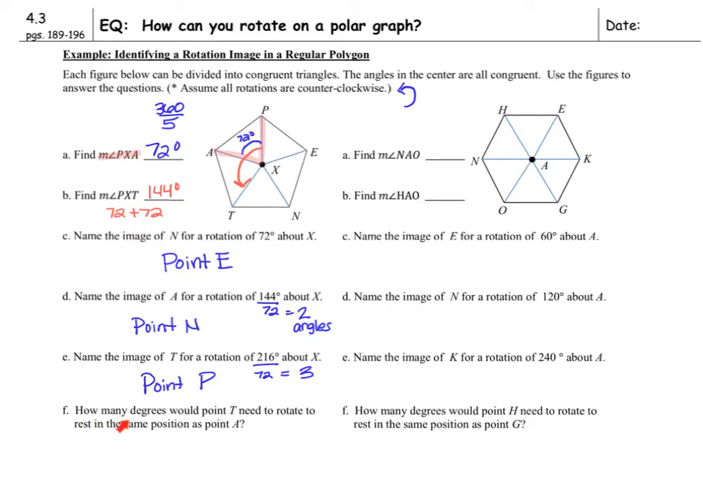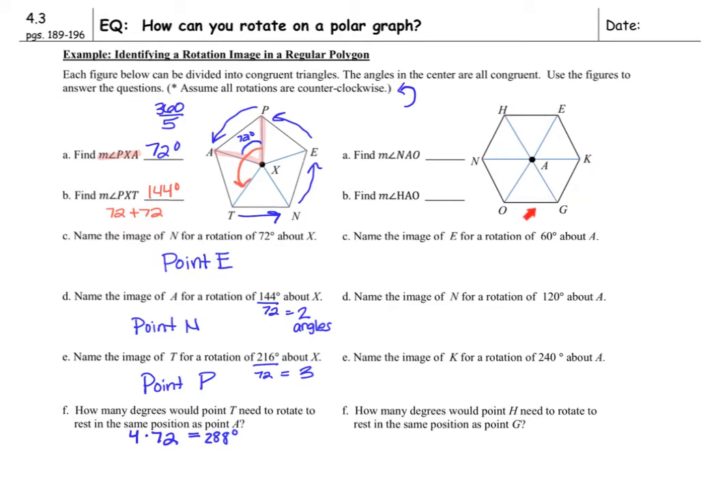Next, we're going to figure out how many degrees point T would need to rotate to rest in the same position as point A. So I want to start at T, and I just want to count how many rotations that is going clockwise. So there would be 1, 2, 3, 4. That would mean 4 rotations. So that would be 4 times 72 because each rotation is 72. And that would leave me with 288 degrees if I wanted to map point T to point A.